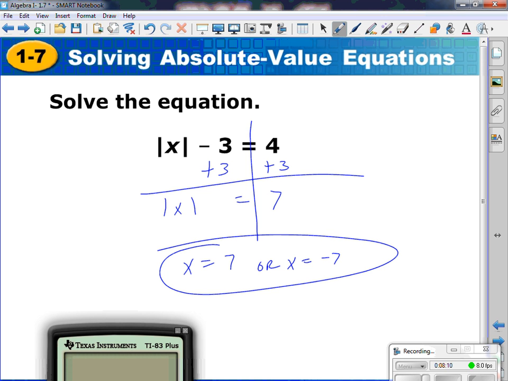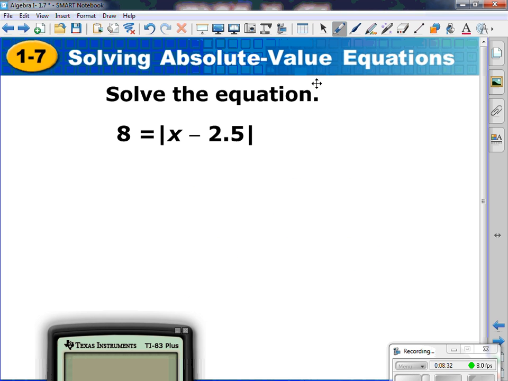What I wanted to see, if you guys were paying attention, because I saw a few of you that did this. Absolute value of x minus 3 equals 4, and then you did another one that had a negative 4. That's not the case. You can't do that until its absolute value equals something. So this piece is wrong. Try this one.